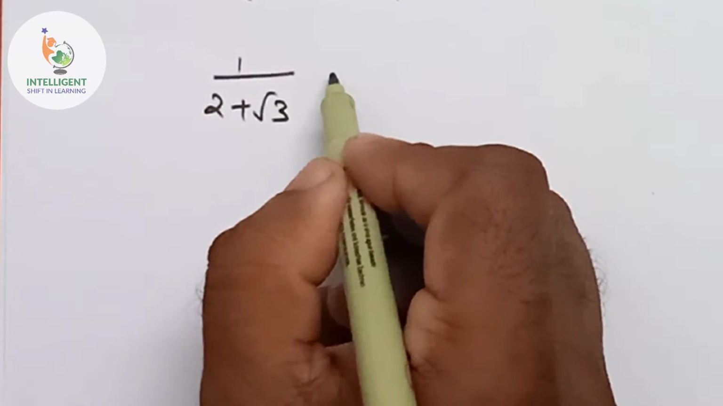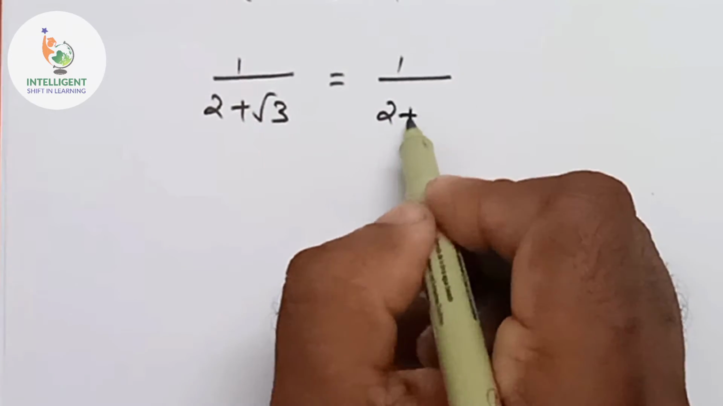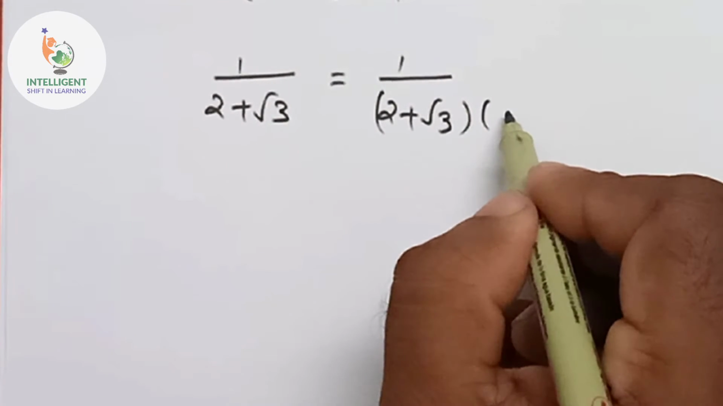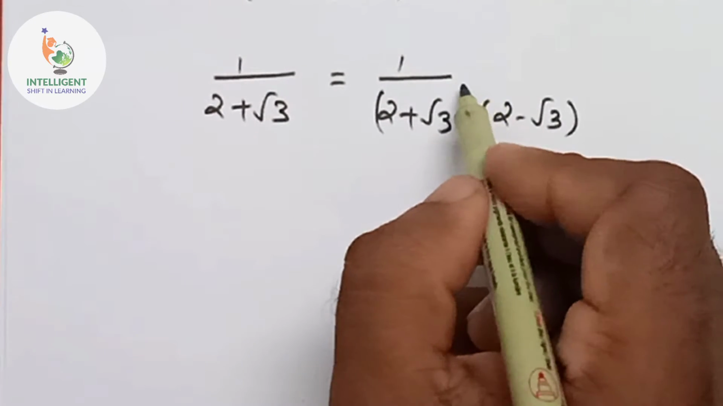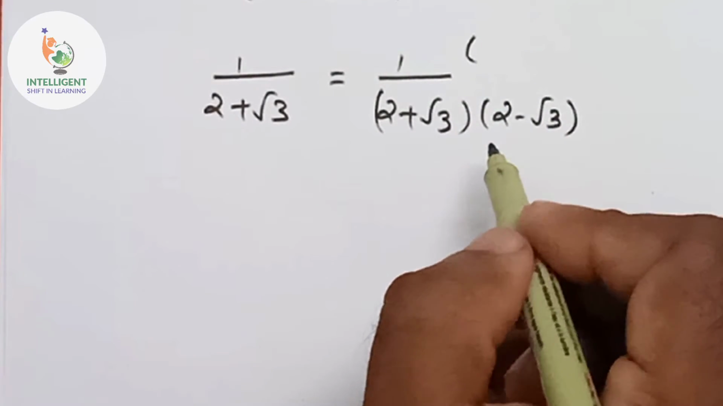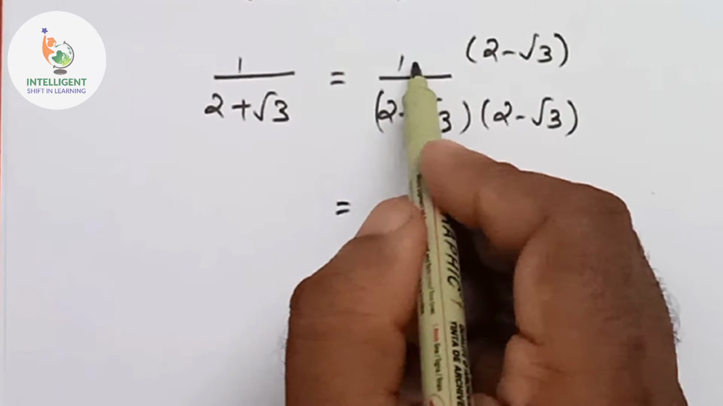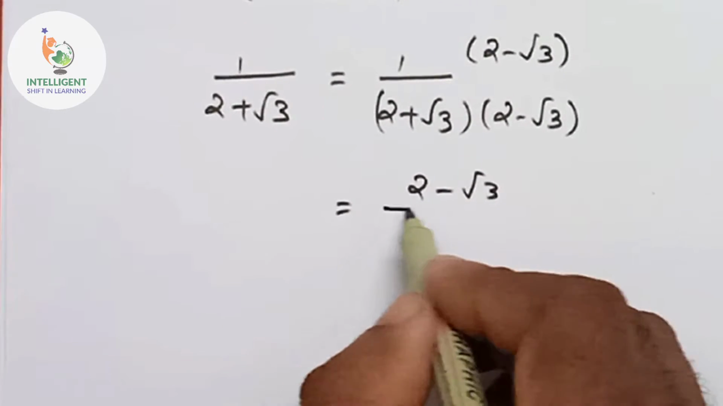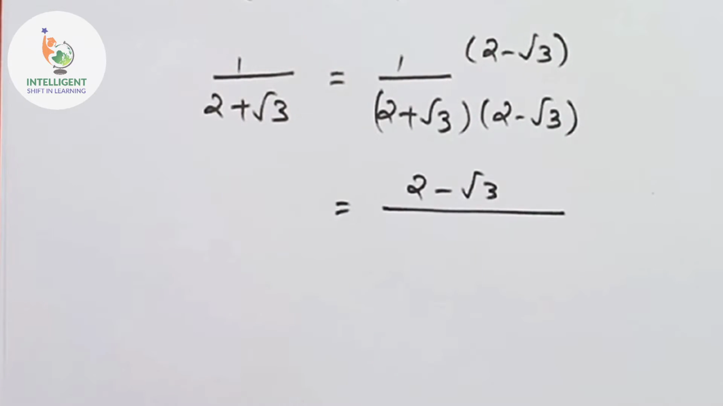1 by 2 plus root 3 will be equal to 1 by 2 plus root 3. We will multiply with the conjugate 2 minus root 3 on both numerator and denominator. That is, 1 into 2 minus root 3 is 2 minus root 3 by a plus b into a minus b, we know a square minus b square.